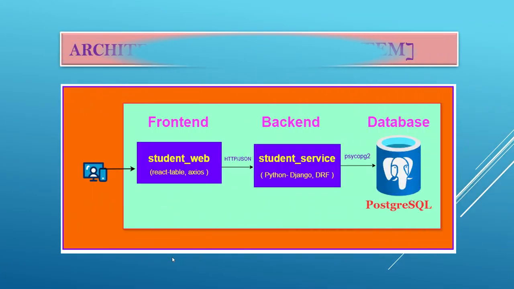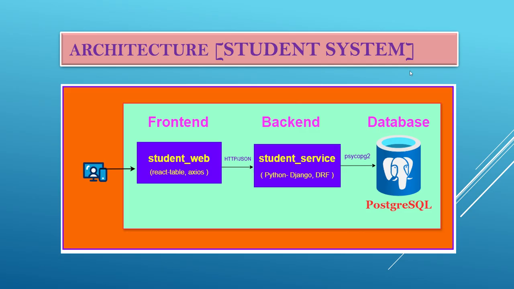So this is the architecture part. We are going to create a student system architecture, in which on the front end side we are going to create a student_web application using React.js, and in that we are going to use the React Table library and Axios. With the help of the React Table library, we are going to use hooks and functions available in it, and we are going to create a table, populate it with columns and data, and implement CRUD operations using the functions available in this library.